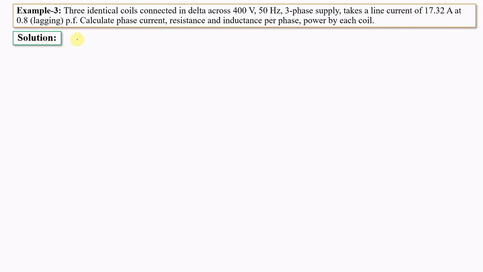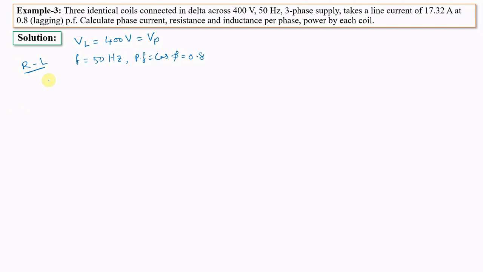First of all, the line voltage here is given, that is 400, and it will be also equal to the phase voltage because the connection is delta connected. The frequency given is 50 Hz and the power factor, that is cos phi, is given as 0.8 lagging. Lagging means again the circuit will be resistive inductive nature.